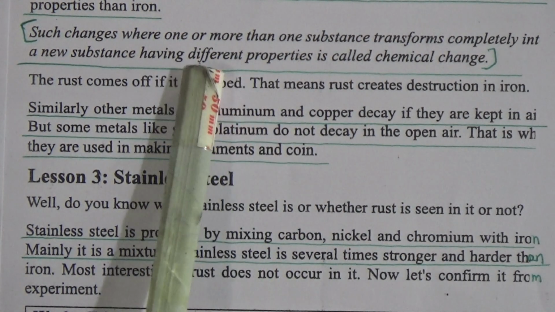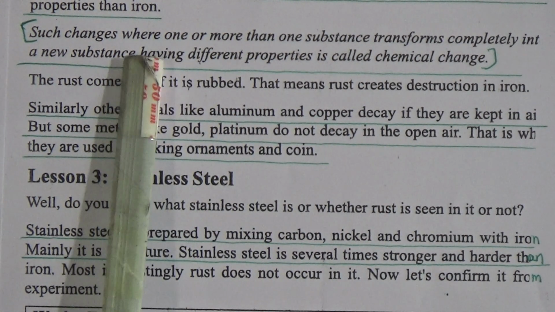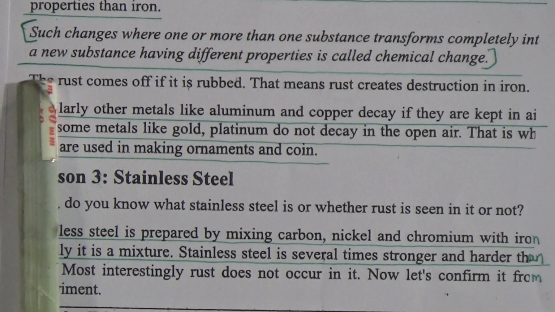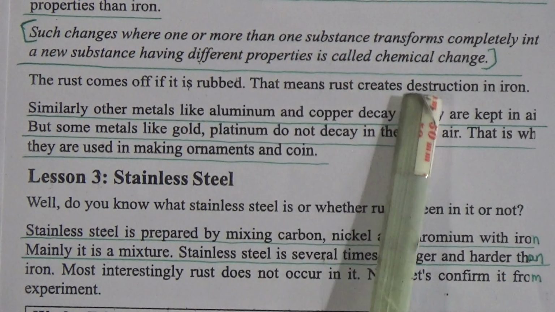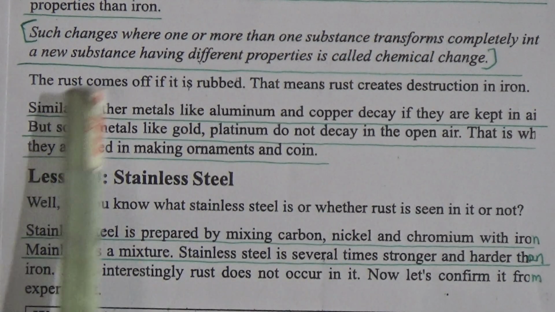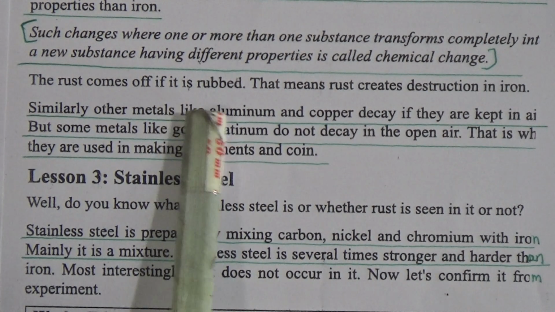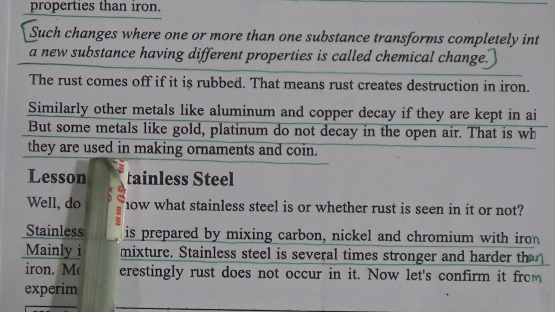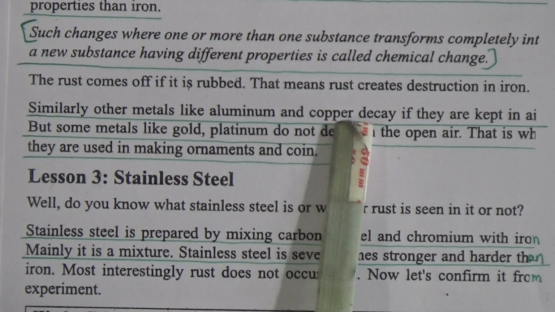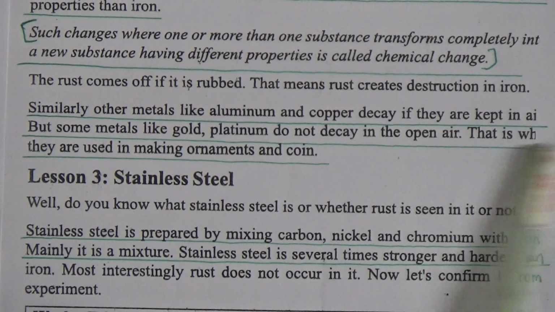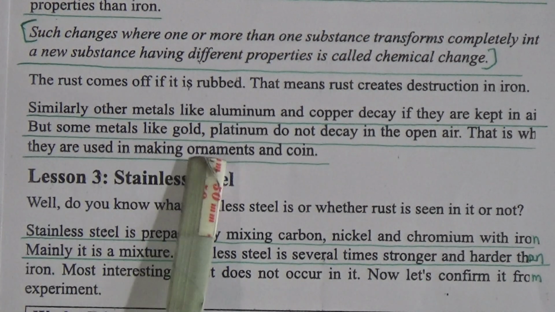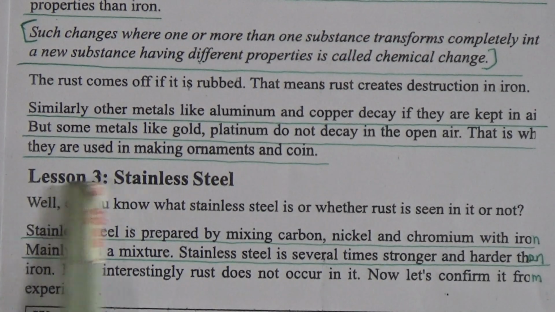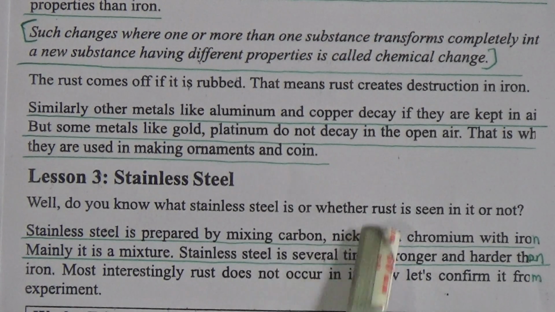I am repeating, chemical change means such changes where one or more than one substance transform completely into a new substance having different properties is called chemical change. So the rust comes off if it is rubbed, and that means rust creates destruction in iron. Similarly, other metals like aluminum and copper decay if they are kept in air, but some metals like gold and platinum do not decay in the open air, and that is why they are used in making ornaments and coins.